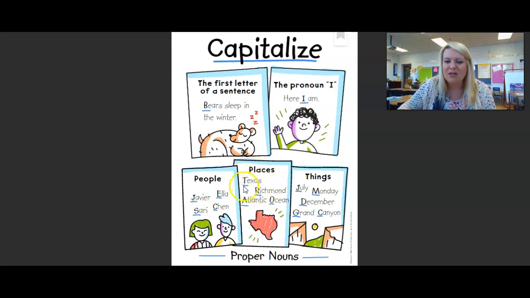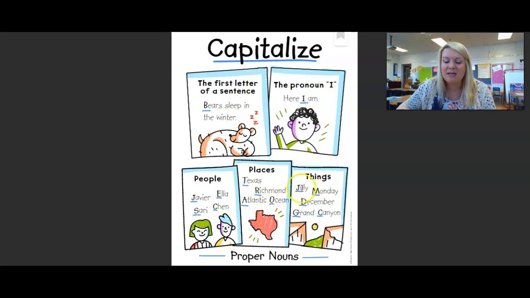So you make sure that these are capitalized. It's the very first letter, and the rest of the letters are lowercase, unless it's a two-word place. So if it was like Main Street, the M in Main is capitalized, and the S in Street is capitalized. Or down here, Atlantic Ocean, the A is capitalized, and the O is capitalized. That's one specific place, but it's two words.